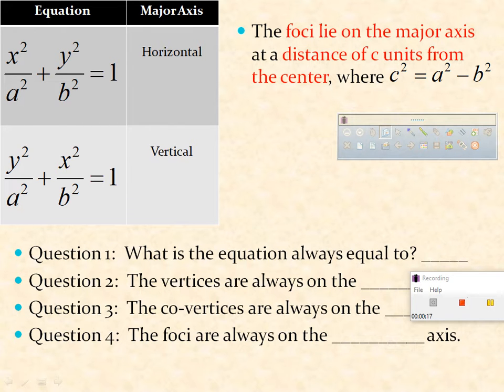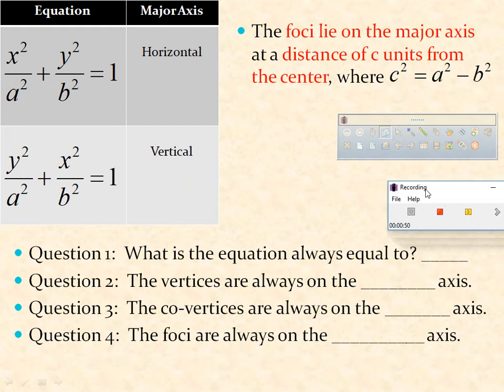Just a quick refresher. Question 1: what is the equation for an ellipse in standard form always equal to? Your standard form is always 1. Question 2: the vertices are always on the major axis. Question 3: the co-vertices are always on the minor axis. Question 4: the foci, just like the vertices, are always on the major axis. So that would be my 4 questions for that.